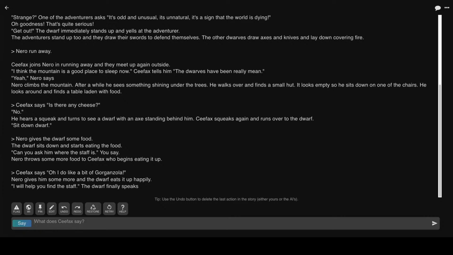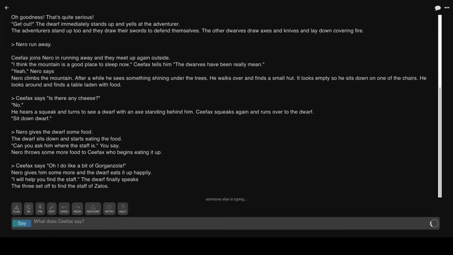Okay. So I'm going to say, in terms of the story, that they leave to try and find the staff. So let's just say the three set off to find the staff of Zalos, so that it doesn't get too confused. It doesn't really like apostrophes that much. Okay. The three set off to find the staff of Zalos.